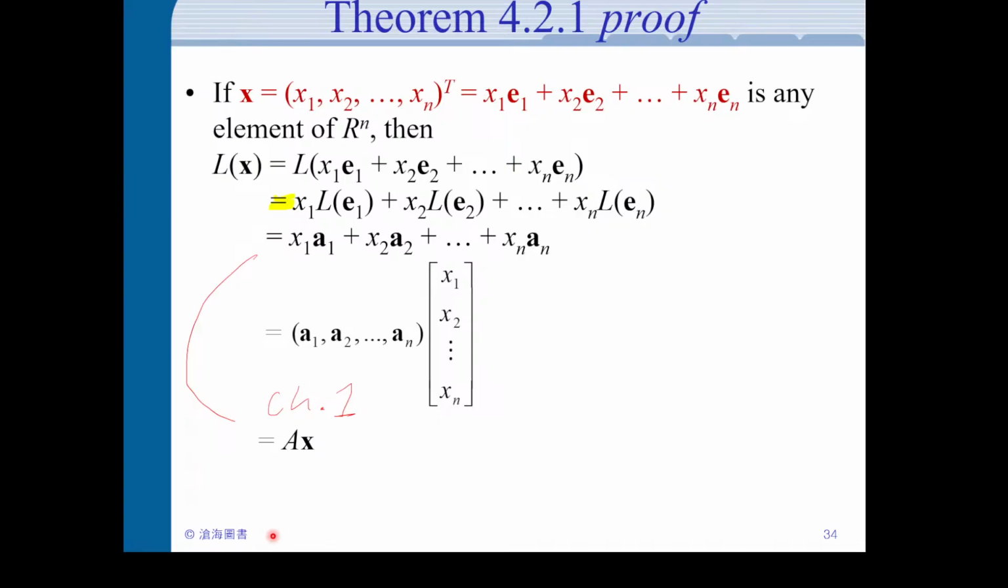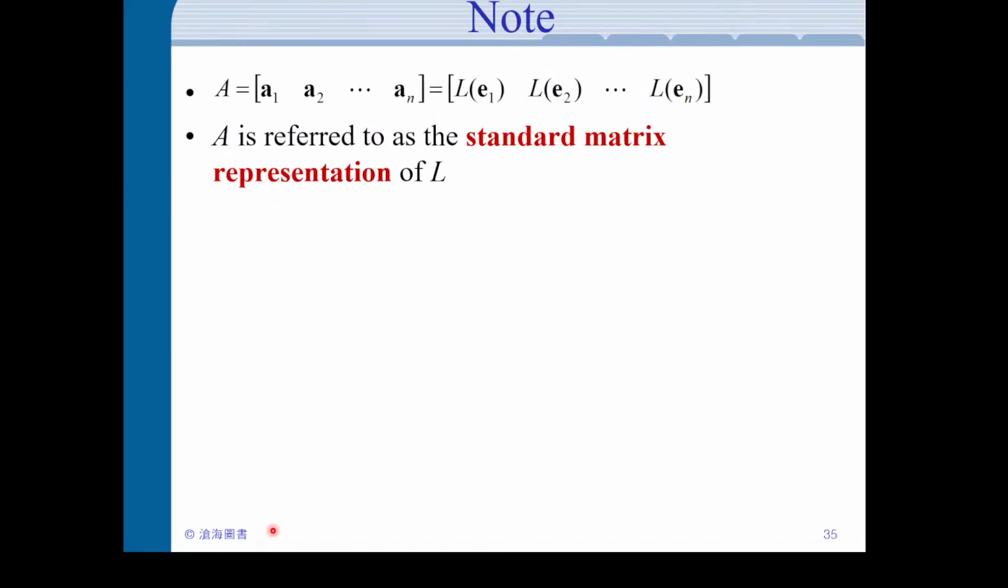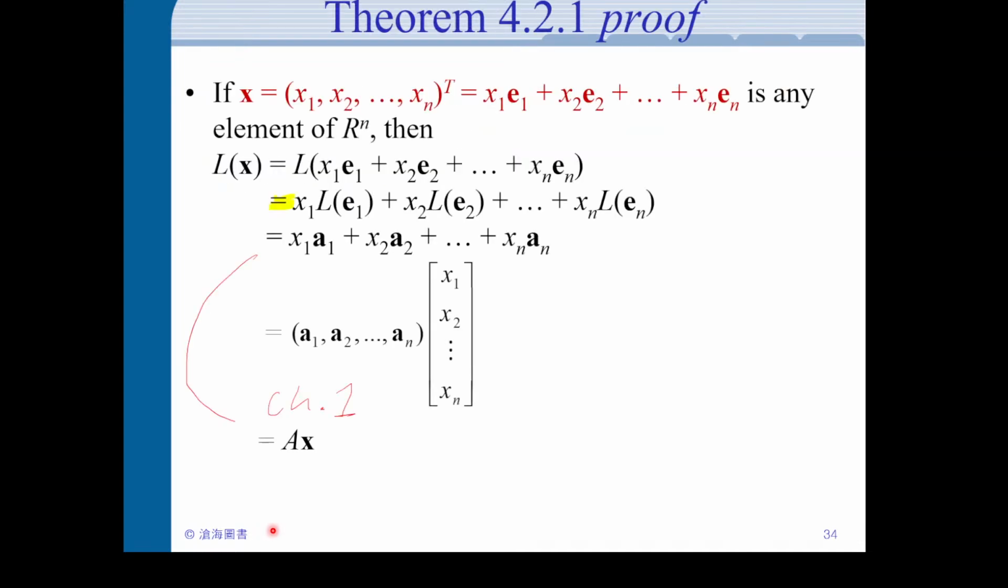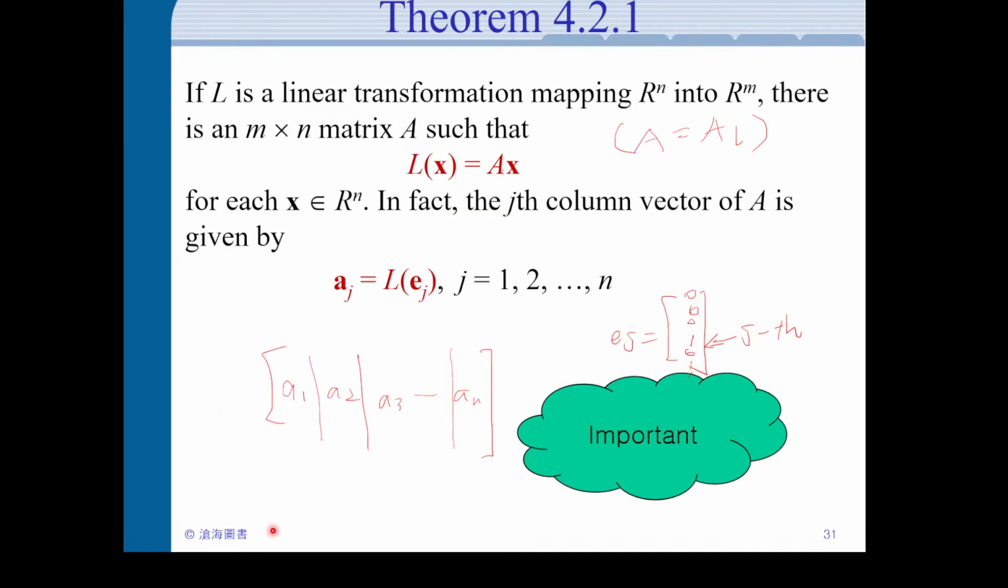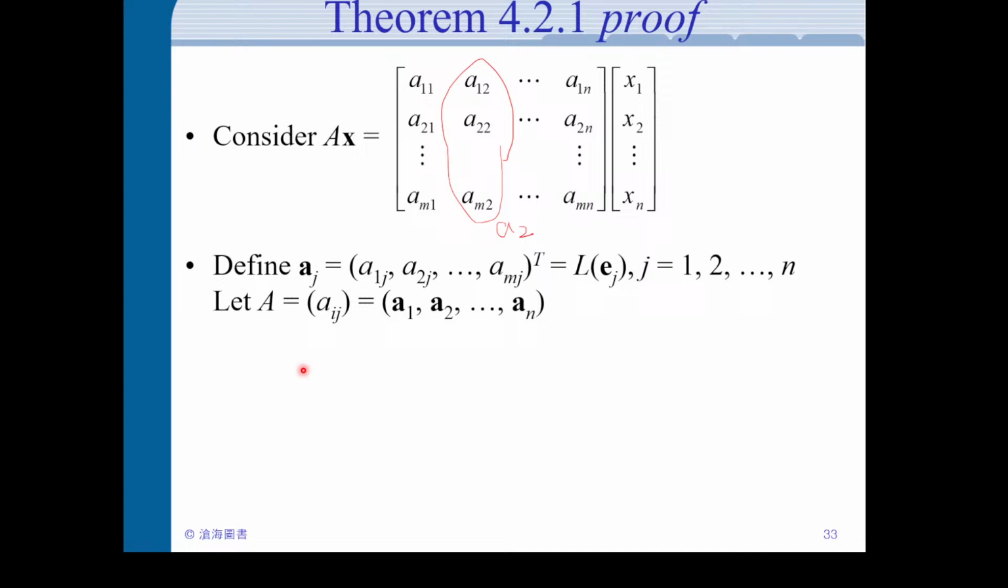Okay, so this is the proof. Whenever you have a linear transformation between Euclidean spaces, some Rn to some Rm, then that linear transformation can always be written as a matrix, and the transformation is just multiplying your matrix on the input vector. So matrix multiplication is very useful because you can represent any linear transformation.